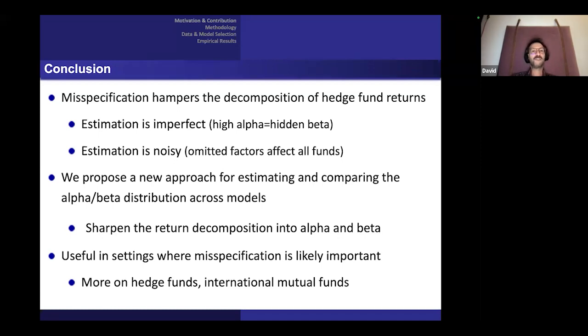So basically you have high alphas that are nothing else than hidden beta, and you will face estimation noise, in the sense that the omitted factor will impact all funds of the cross section, and there is no diversification as the number of funds increases. So we propose in this paper a new approach for estimating and comparing the alpha and beta distribution across models. This helps to revisit some of the empirical results that have been observed so far, because we are able to sharpen the return decomposition between alpha and beta.